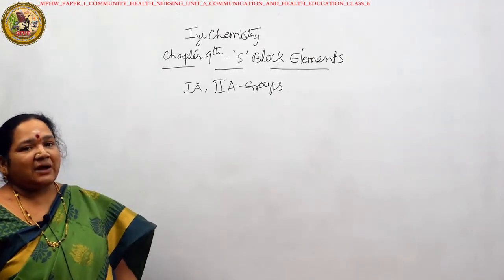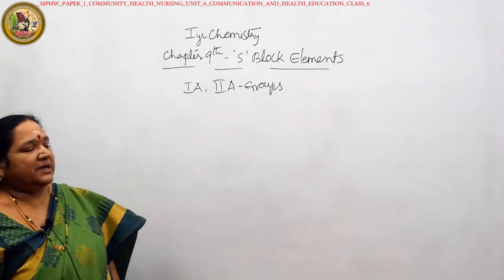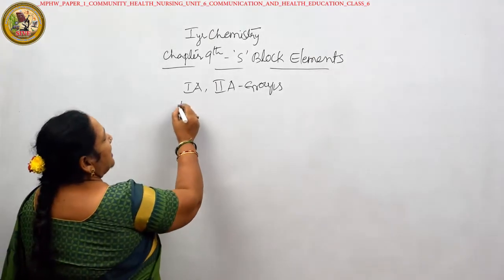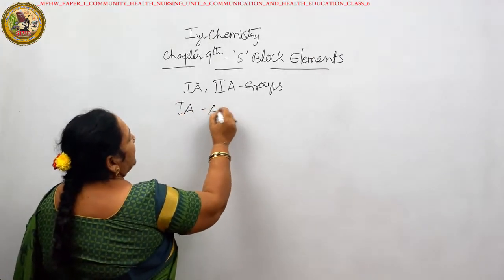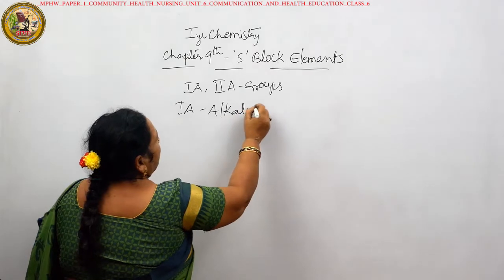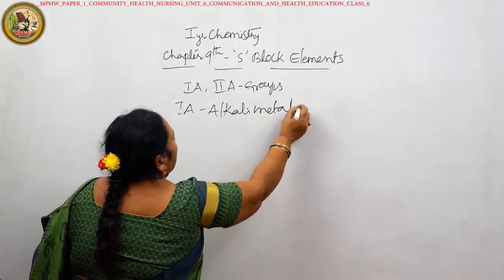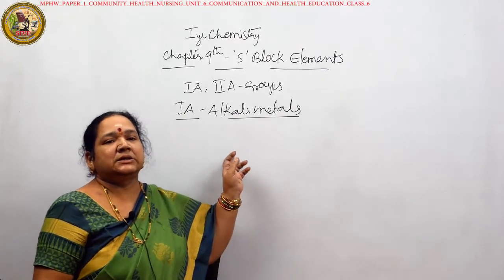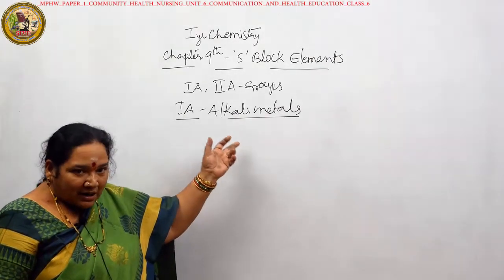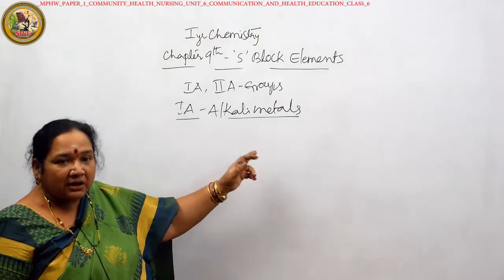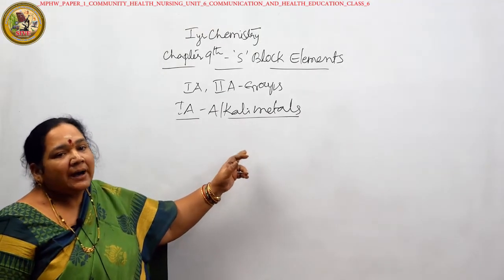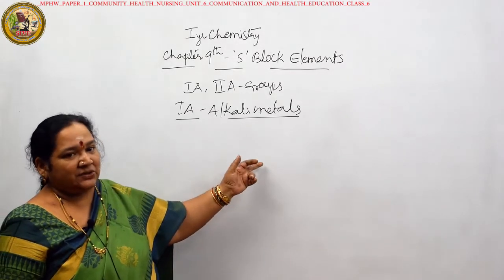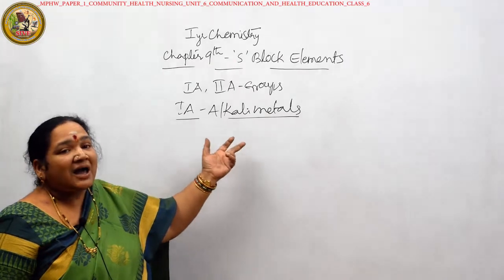Now, first I will start with the first A group elements. What are the elements in first A? First A group elements are also called alkali metals. First group metals are also called alkali metals because these metals and their oxides, when dissolved in water, release hydroxyl ions in the solution. That's why they are basic in nature. That's why these are called alkali metals.